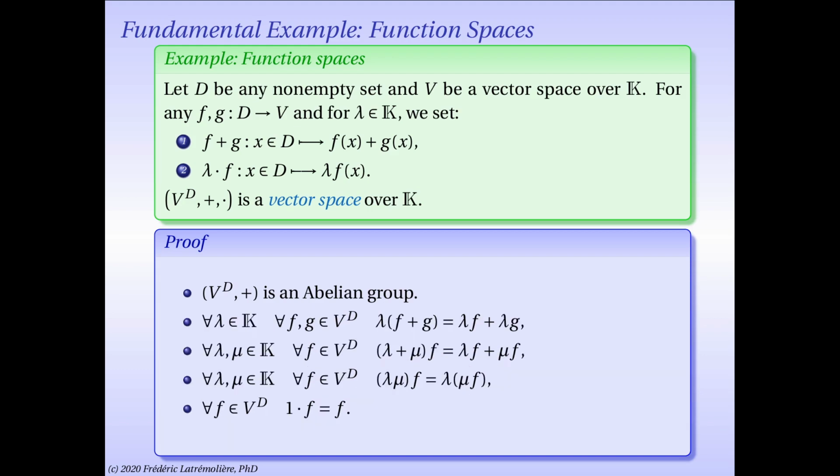These are the other properties I would need to check: distributivity and the three compatibility relations. They are proven in the same manner as what we have just done to prove that the set of functions from D to V, with the addition, is an abelian group. It's the same proof, same sort of argument, so I'll let you practice on it.